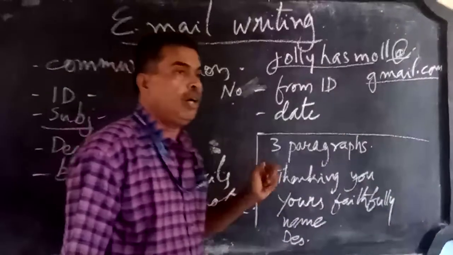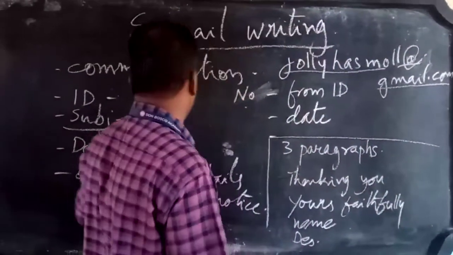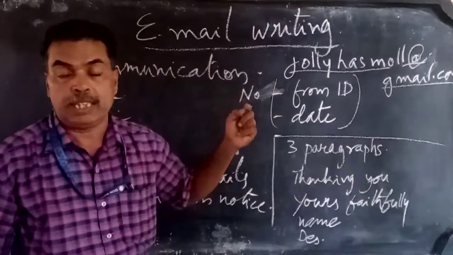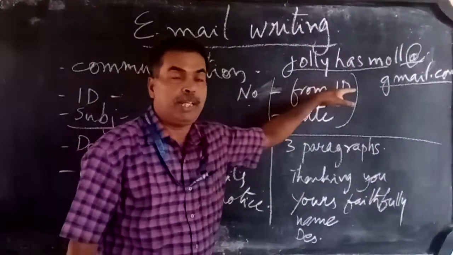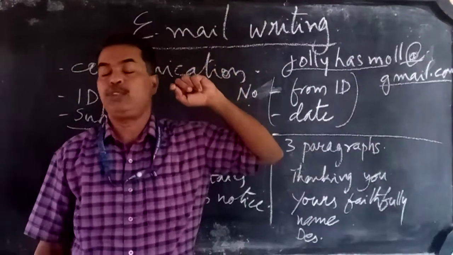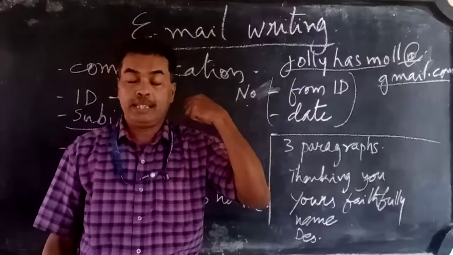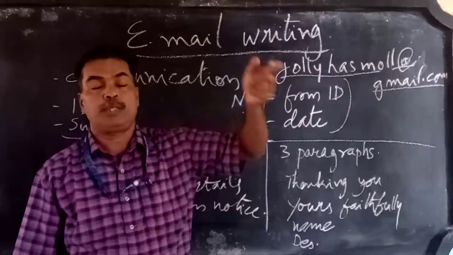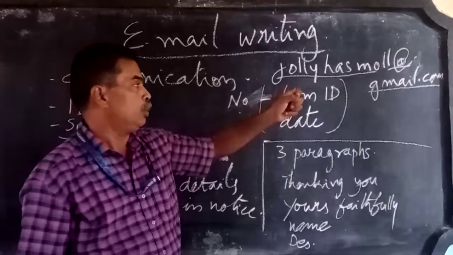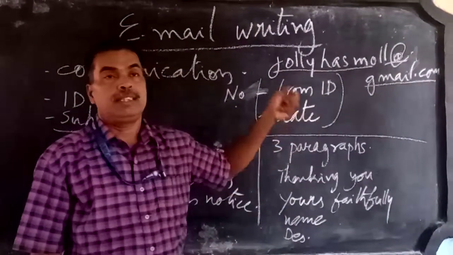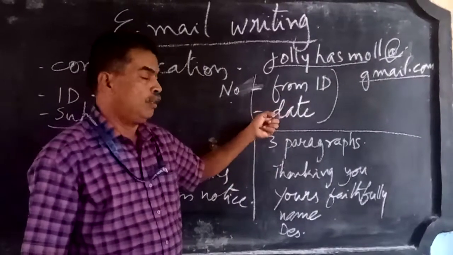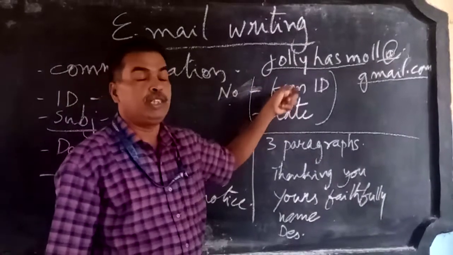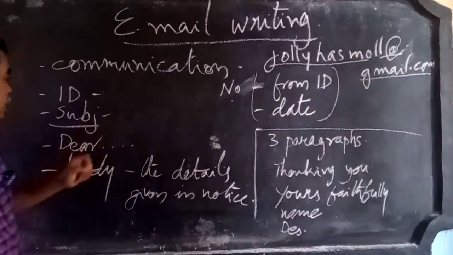Let me tell you before that, within these there are two things that, in comparison with the letter, should not be there. One is your email ID. The from email ID should not be written because it is already there in your gadget, your computer or your mobile phone. So when you send an email to somebody, automatically your ID goes there. Second thing is the date. Since it is also electronically formed, the date also automatically comes in your email. So please don't write these two things when you write your email.